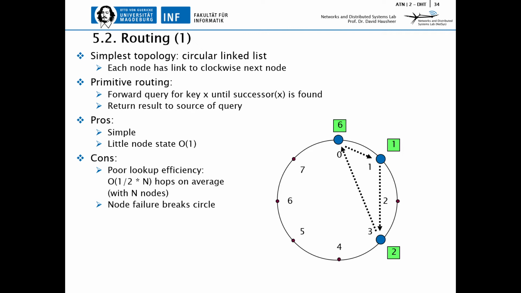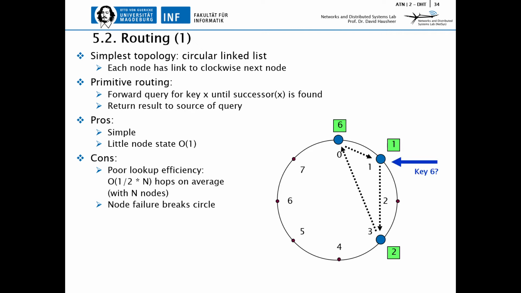The benefit is that this is really simple, and also the node state in all the nodes is constant because they just need to store one link to the next node. However, the drawback is that the lookup efficiency is really bad because on average we need to go through half of the nodes until we find the result for the actual query. And if there is one link that breaks, then the queries cannot be forwarded anymore, and that will potentially break the entire system.